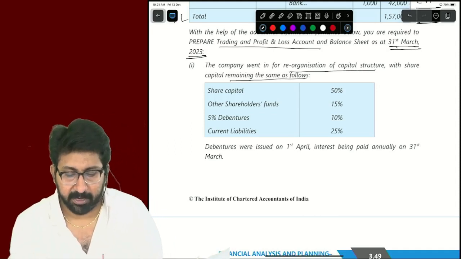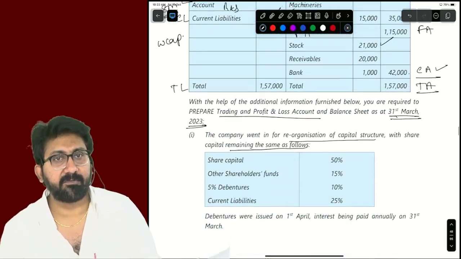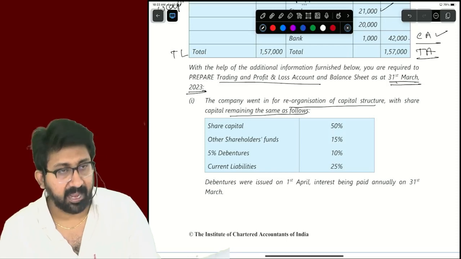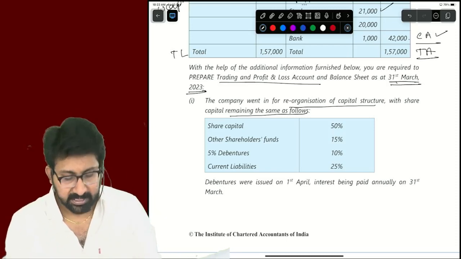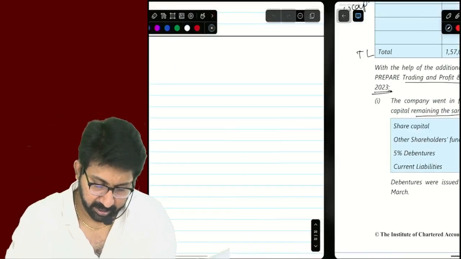What is the share capital? 1 lakh. The existing share capital is 1 lakh. Even after reorganization, how much is the share capital? If 50% is equal to 1 lakh, 100% will be equal to 2 lakh. Such that, can we calculate the other funds' values or not? Yes. Keep the heading in your notes.